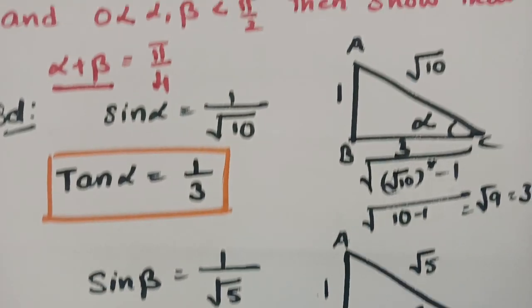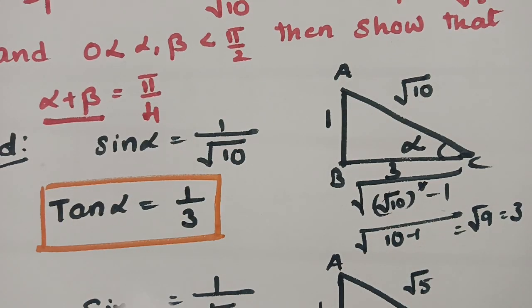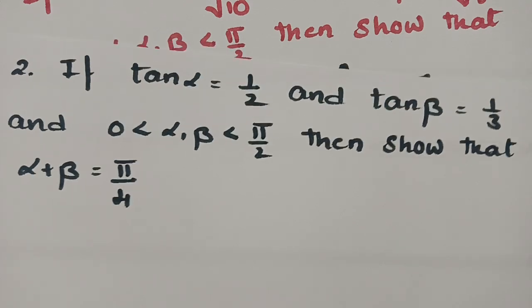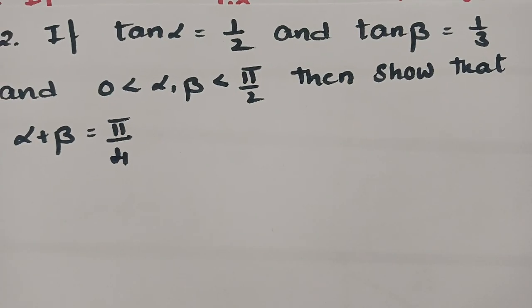And here, the next one is the second question. If tan alpha is equal to half and tan beta is equal to 1 by 3. So what is given?